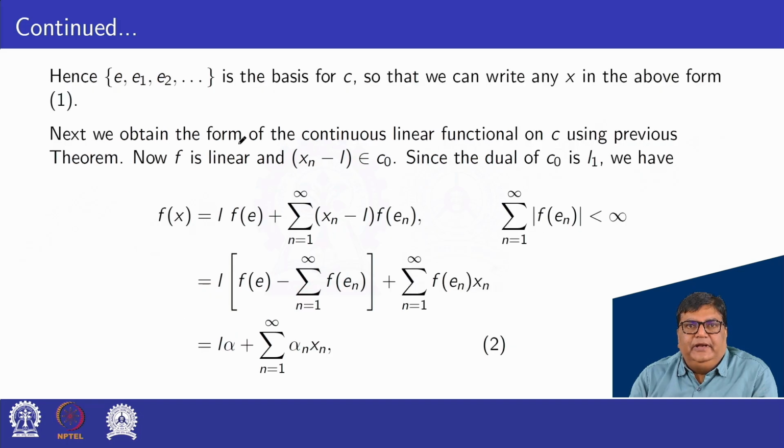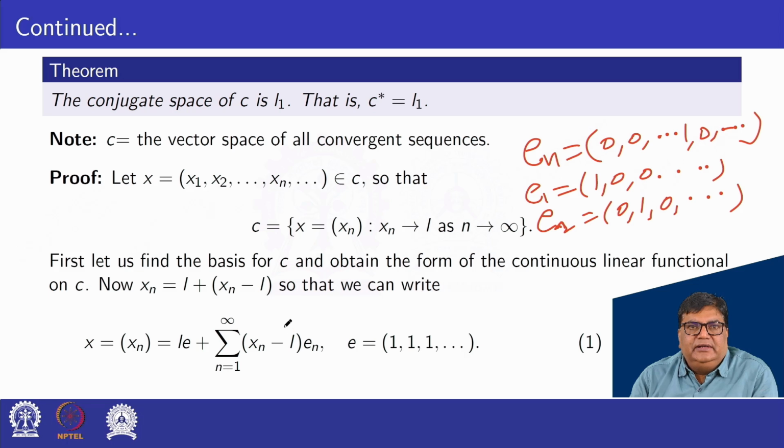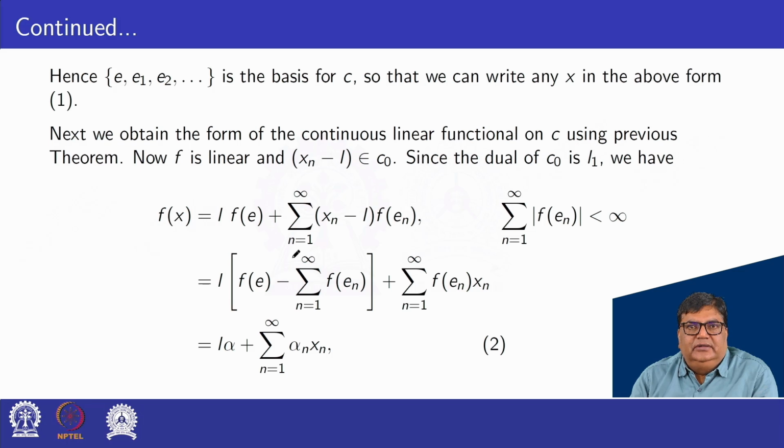Next, we obtain the form of continuous linear functional on C using the previous theorem. Now, f is linear and xn minus L belonging to C0. Since the dual space of C0 is L1, we have f of x, here x is this one, f of x equal to L into f of e plus summation n is equal to 1 to infinity (xn minus L) into f of En. That is this.